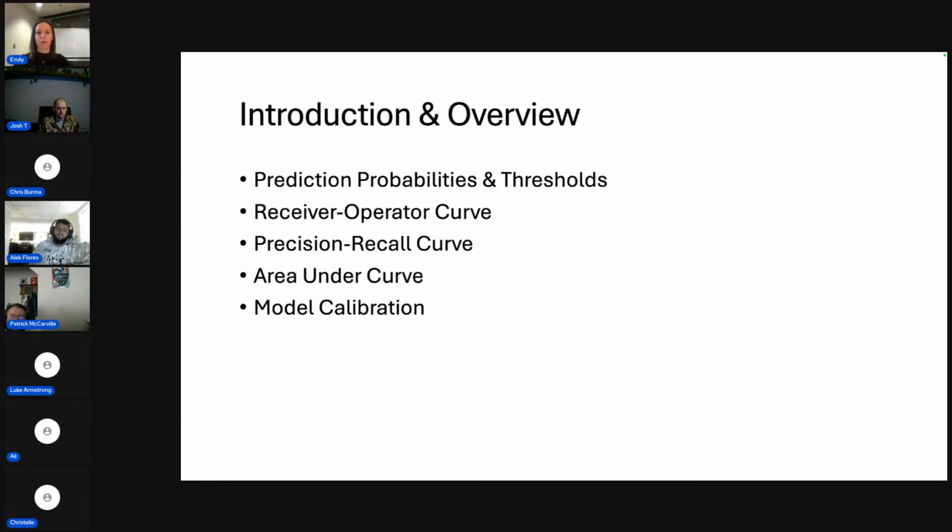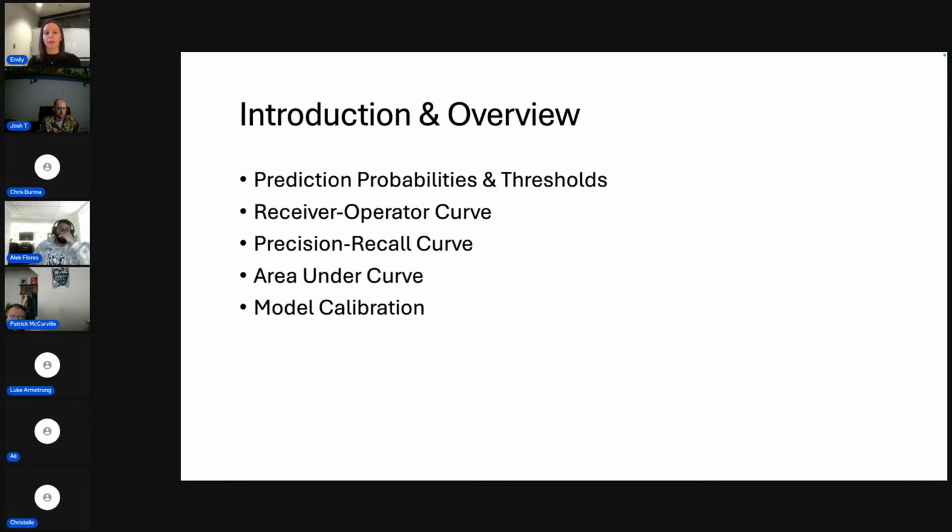Just to recap, we've talked about that a little bit in the last class. But the reason we're talking about it is because we're going to use it to understand the receiver operator curve, the precision recall curve, and area under the curve. Up to this point, we've talked about metrics that just produce a performance metric for a model at one threshold. We're going to look at metrics that evaluate model performance across several thresholds.